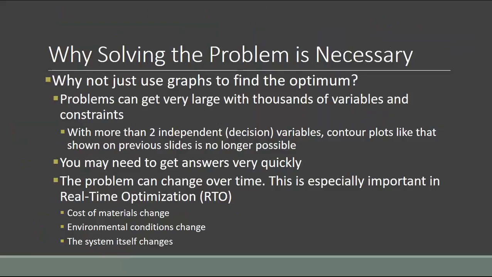Maybe the cost of buying material A changes. That changes your problem fundamentally, so you need to have a way of adapting your QP, or your optimization problem, to take in that new information and resolve. So if costs of materials change, or if environmental conditions change, or if something in the system itself changes, then our optimization problem changes and we'll need to resolve it.